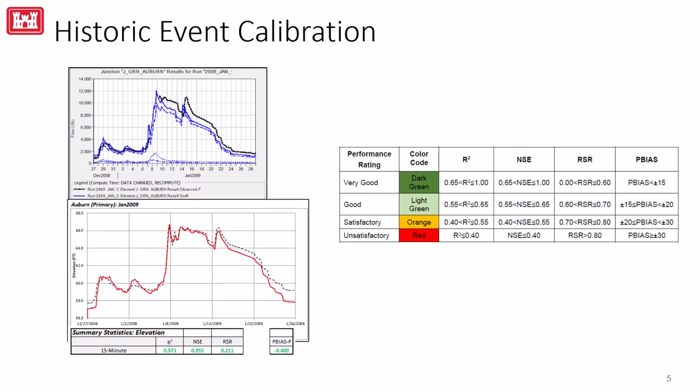During the calibration phase, multiple statistical metrics are used to ascertain model performance. The metrics that are used include coefficient of determination, Nash-Sutcliffe efficiency, ratio of the root mean square error to the standard deviation, and percent bias. The upper left image shows HMS results for a single historic event, while the lower left image shows the corresponding RAS results along with their statistical metrics.